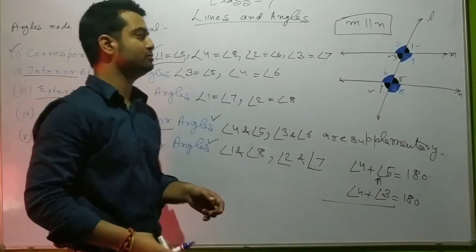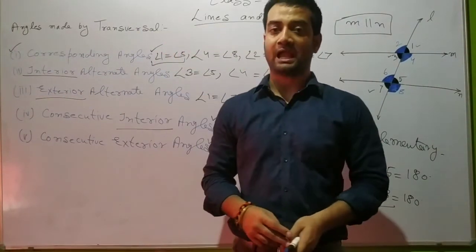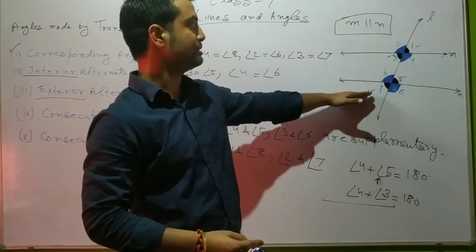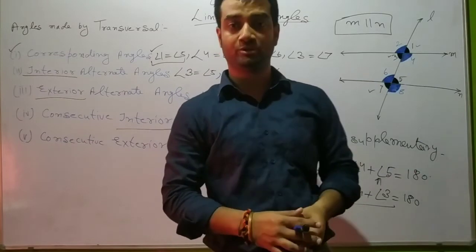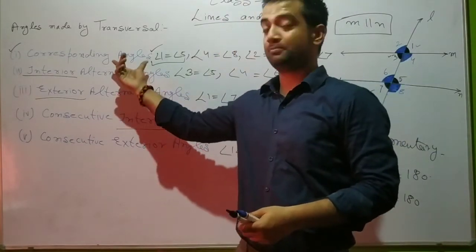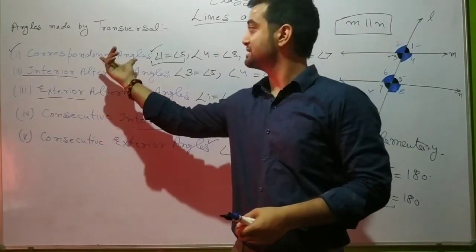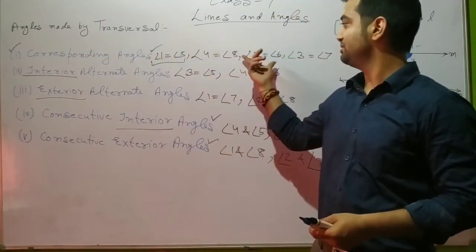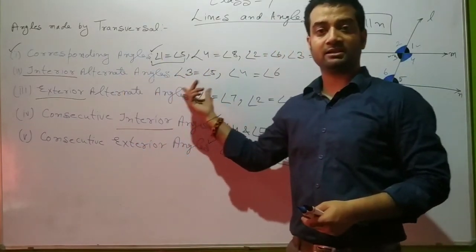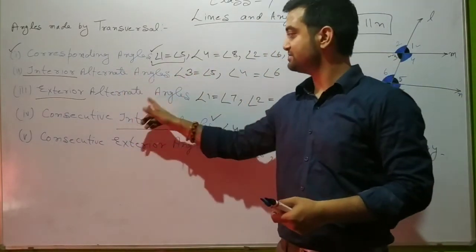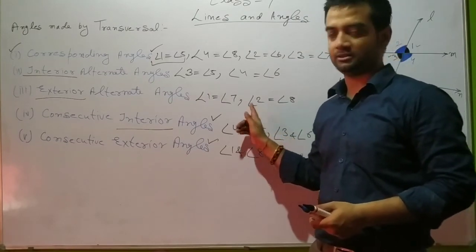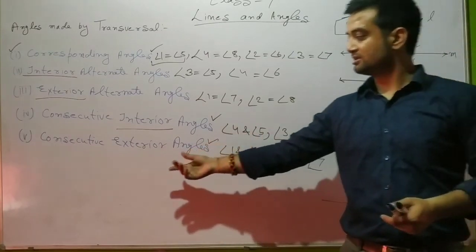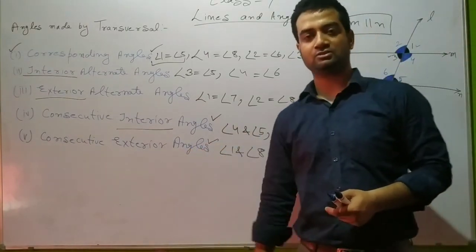So hope you have understood how the angles formed by a transversal on parallel lines show their properties. Please revise once again. Corresponding angles in the case of parallel lines are equal. Interior alternate angles are equal. Exterior alternate angles are equal. Consecutive interior angles are supplementary and consecutive exterior angles are also supplementary.